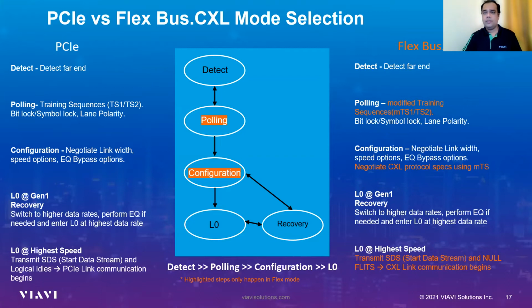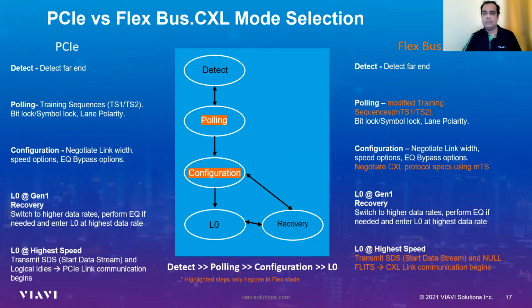When you plug in a CXL card, the exact same process happens. It moves through detect, polling, and configuration, but if it is a CXL device and you are on a FlexBus, you will notice what is called a modified training sequence instead of a regular training sequence. The modified training sequence gives the link partners the capability to negotiate the CXL protocol specification capabilities that either side of the link can support and enable. Once it is out of the configuration phase, it has established CXL and moves on to L0 at Gen 1, and performs the recovery to higher speed if both link partners agree.